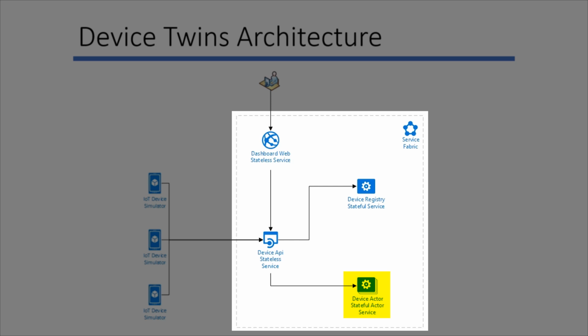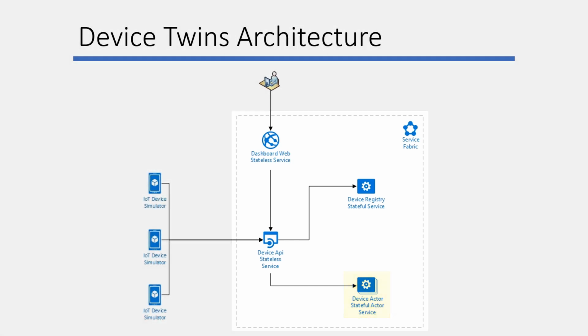This is a very powerful pattern that works perfectly for IoT systems that can have hundreds of thousands of devices. Service Fabric will seamlessly create and maintain hundreds of thousands of these single-threaded computation units along with their data, achieving high levels of scalability with minimum programming effort.